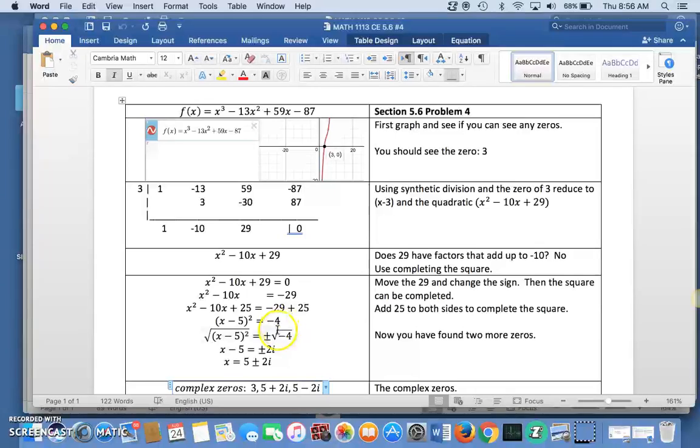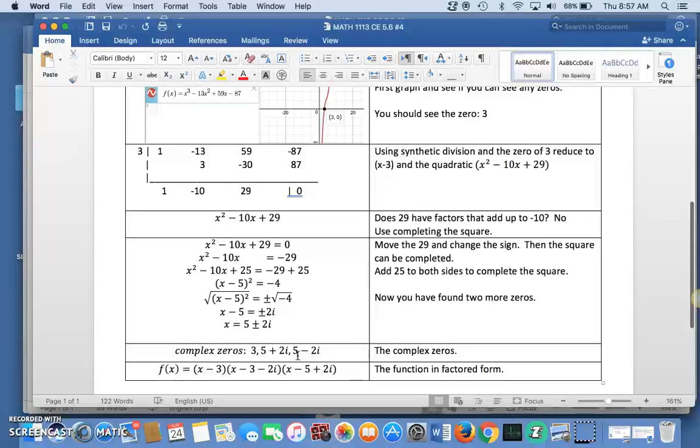So if you take the square root here, you need to allow for the plus and the minus. So the square root and the square cancel, and you're left with x minus 5. Here, the square root of -4 is plus or minus 2i. So x equals 5 plus or minus 2i. Those are your other two roots that you previously didn't know.